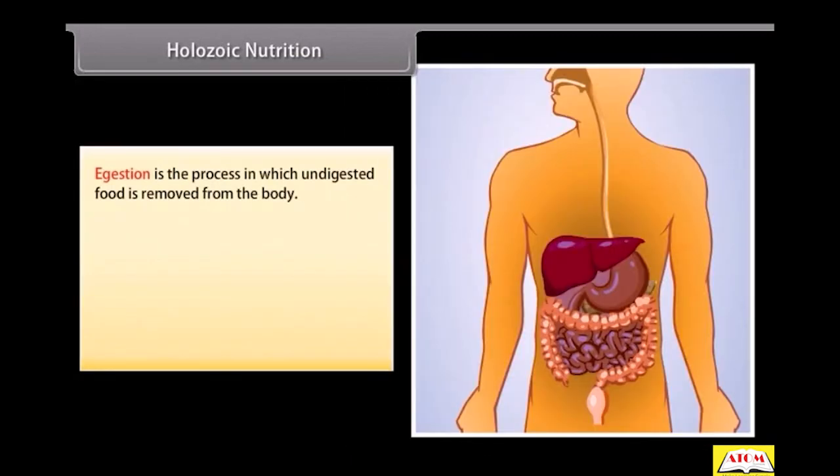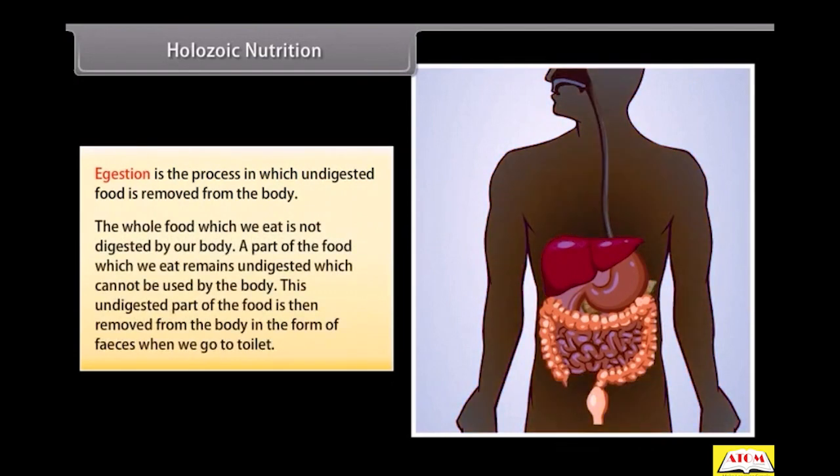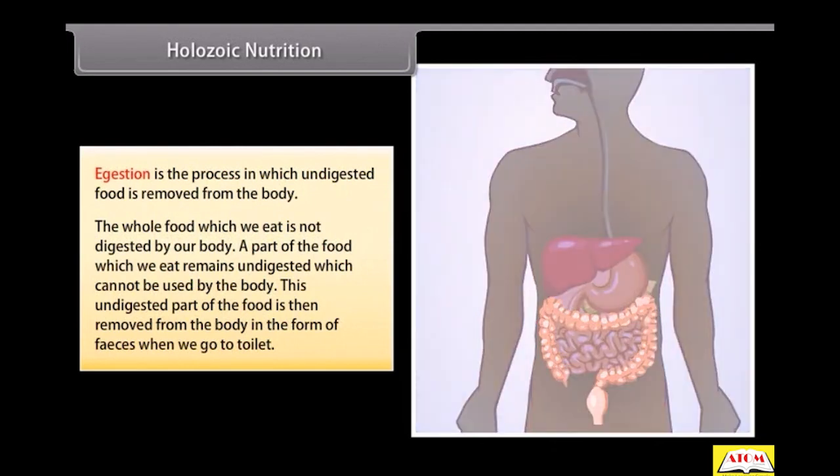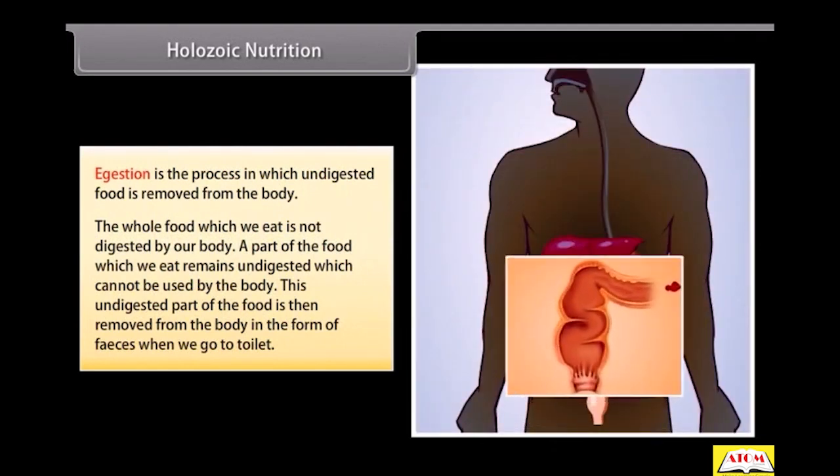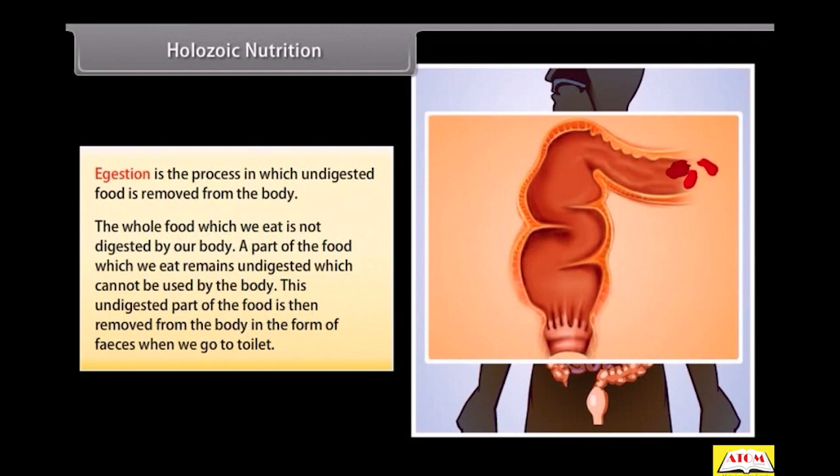Egestion is the process in which undigested food is removed from the body. The whole food which we eat is not digested by our body. A part of the food which we eat remains undigested, which cannot be used by the body. This undigested part of the food is then removed by the body in the form of feces when we go to the toilet.